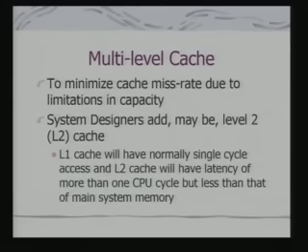Next question is that of multi-level caching. Although today most of the embedded systems come with level 1 cache, advanced embedded processor architectures are supporting multiple levels of cache. So, obviously, this is to minimize what we call capacity miss, to minimize cache miss rate due to limitations in capacity. System designers may add what is called level 2 or L2 cache. L1 cache will normally have single cycle access, and L2 cache will have latency of more than one CPU cycle, but less than that of main system memory. So, that would speed up the operations.